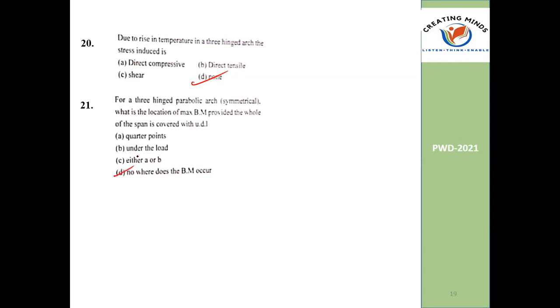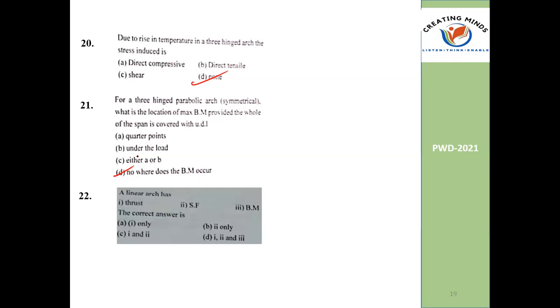Option D. Bending moment will not occur. We know that bending moment and shear force are zero. Only normal thrust will act. These are the indirect questions. They will ask n number of indirect questions regarding this, especially with respect to three-hinged arches. Only one simple question they will ask.